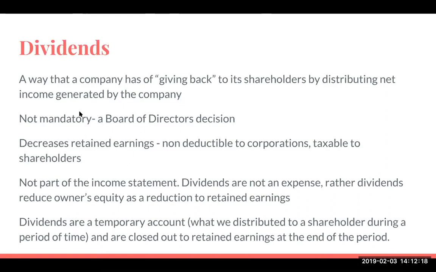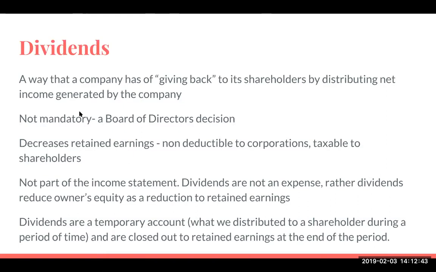Dividends, it's very important that we do not include them in the income statement. And when we look at the income statement, that's really telling us what our revenues and expenses were for a particular period of time. If we're paying a dividend, that's not an expense. We're returning net income to the shareholders. So that's why it does not go on the income statement.